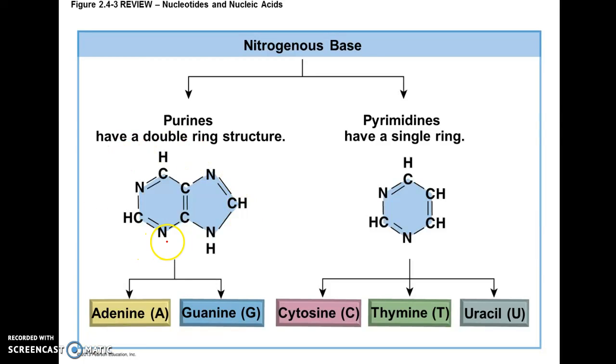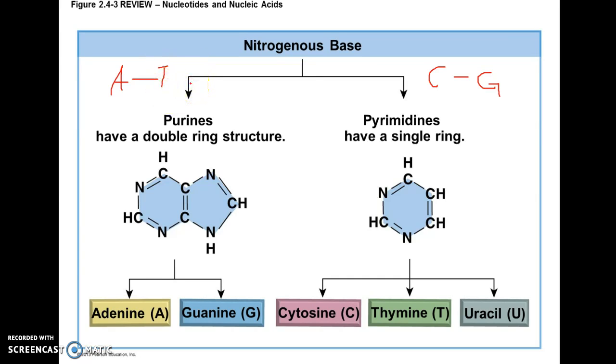Notice that they are a double ring structure. We call that a purine. Then you have the cytosine, thymine, and uracil, which are pyrimidines. They have a single ring. Thymine is found in your DNA. Uracil is found in RNA. So there are no T's in RNA, and there are no U's in DNA. So the way that it works is, for example, A's always bind with T's. Right? And C's always bind with G's. Okay? So in DNA.